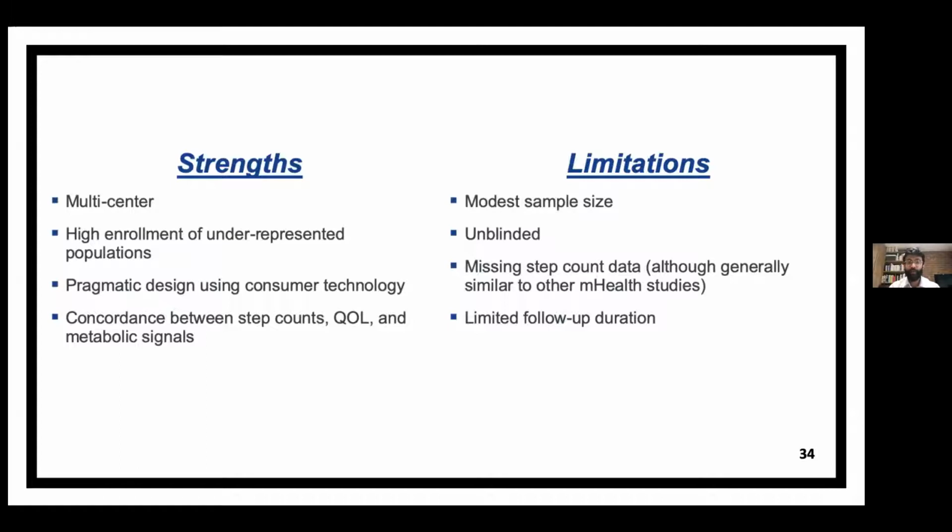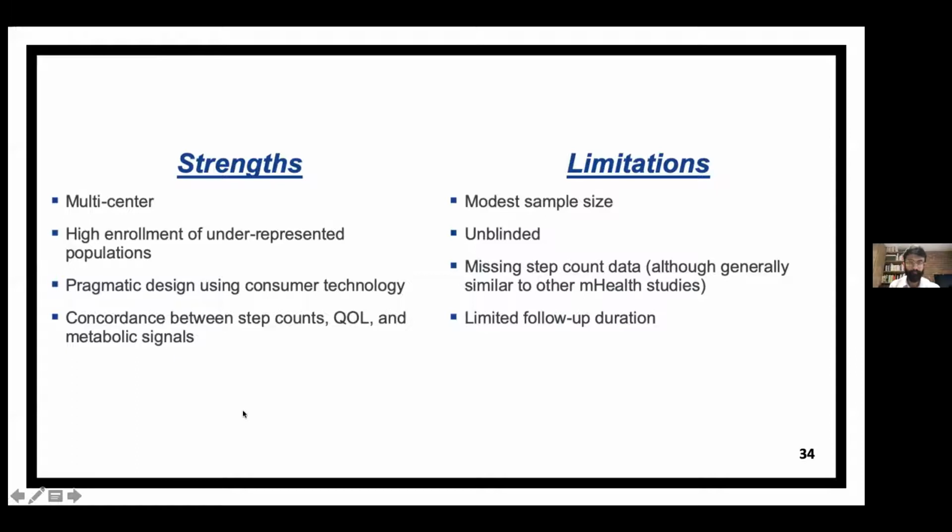There was significant concordance between step count, quality of life, and metabolic signals, which I didn't quite get into just yet. But a limitation was, of course, a modest sample size. It was unblinded, and there was some missingness in step count data, but it was similar to other mHealth studies. And we only went out to 3 months and then 6 months. This is not a multi-year study, but it really shows that this has potential to improve physical activity over time.